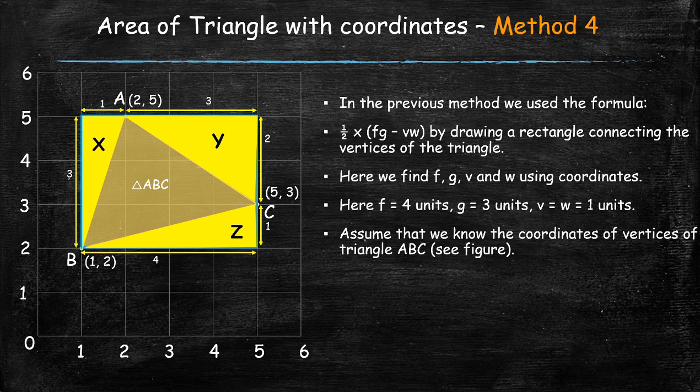So we assume that the coordinates of the vertices of triangle ABC are known, as you can see in the figure. Now the area of triangle ABC is half into (4 into 3 minus 1 into 1). Same formula, half into (Fg minus Vw). We use the formula and then we get the area as 5.5 units square. So this method is not so vastly different from the previous method. Here we just find F, G, V and W using coordinates.